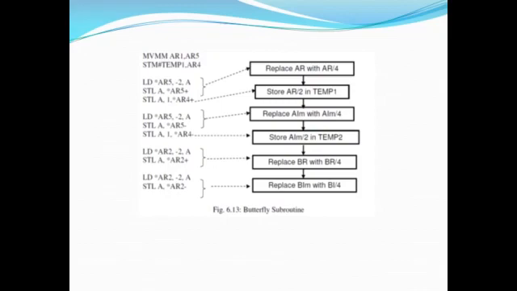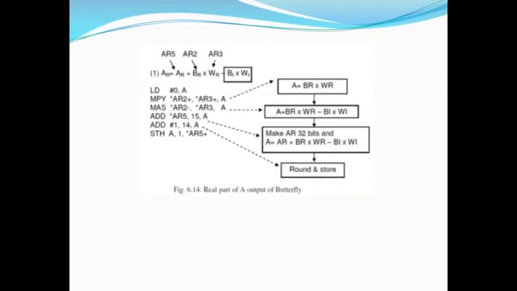So this is the butterfly subroutine we are going to perform. This is for the real part of A. So this is what happens. A is equal to BR into WR. That is what we have done already in the butterfly signal flow graph concept. A equal to BR into WR minus BI into WI. So this is one value for A.